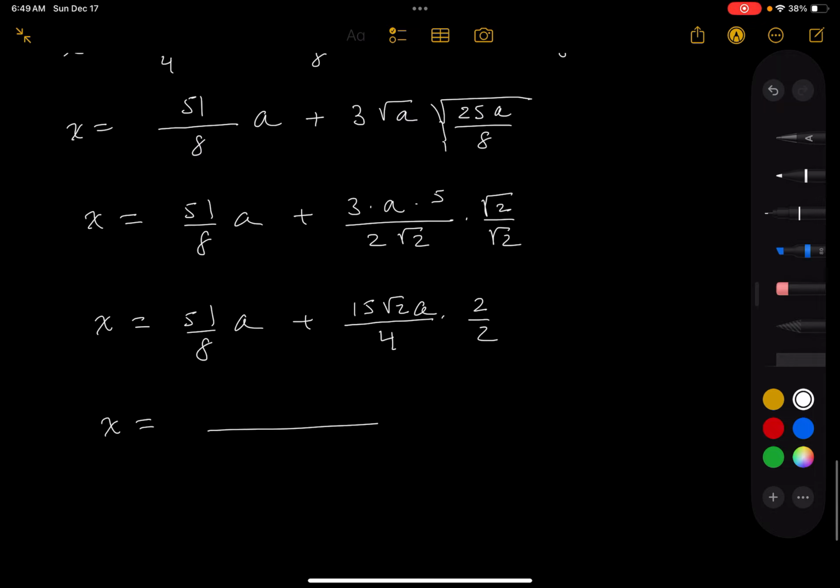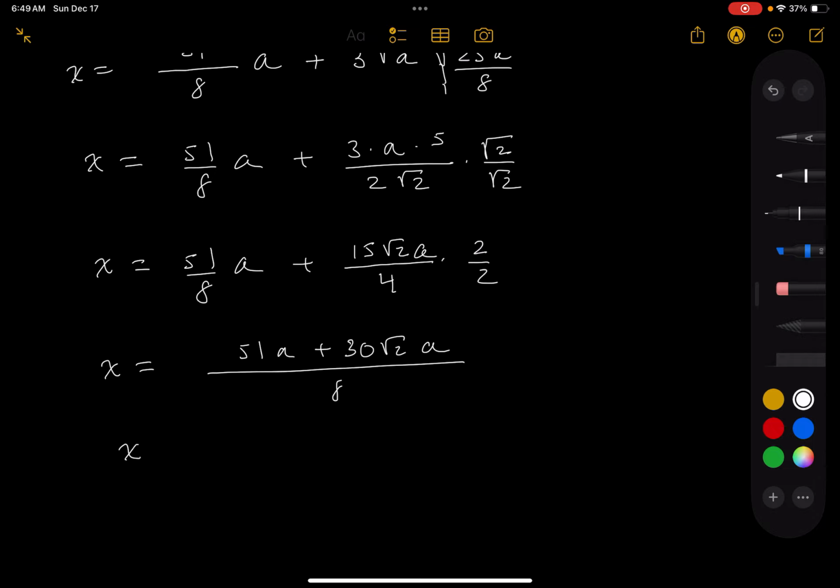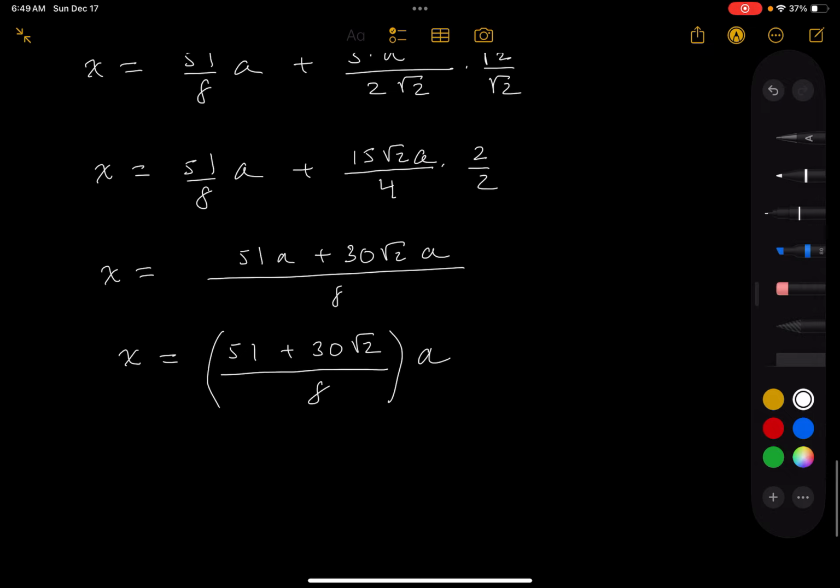And this is probably the worst thing I have to do so far. This is 8. This is 51a plus 30 root 2a. All right, let me just take a look at that. I'm going to factor the a out. And then you get, let's see, 51 plus 30 root 2 over 8. That's the numerical coefficient of a. So that's what x is.